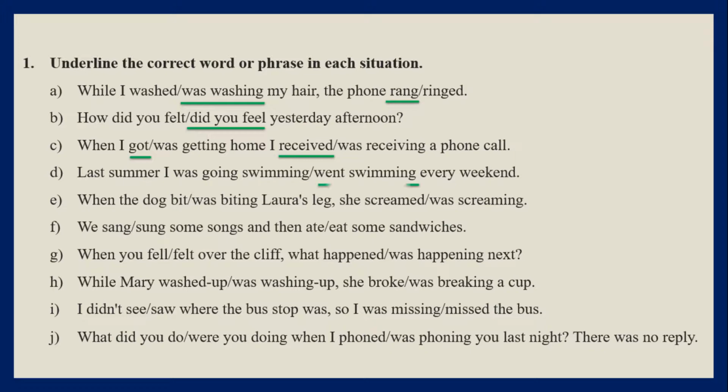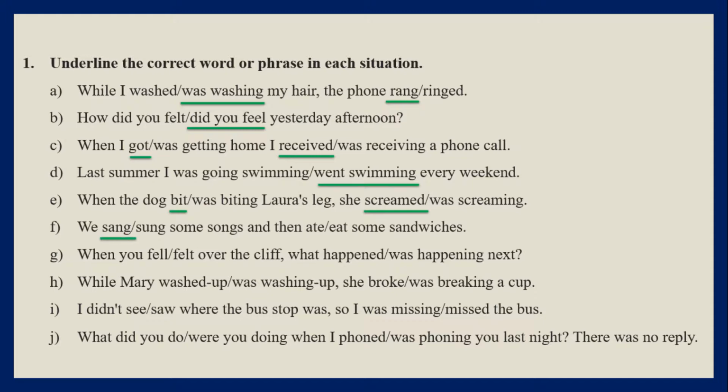D. Last summer, I was going or I went swimming every weekend. We use past simple in here because one of the functions of past simple is to describe an action which happened on a regular basis in the past. E. When the dog bit Laura's leg, she screamed. In here, when means after. The dog bit Laura's leg, she screamed. These are two consecutive main events, or two events, one after another. So we use past simple to describe them.